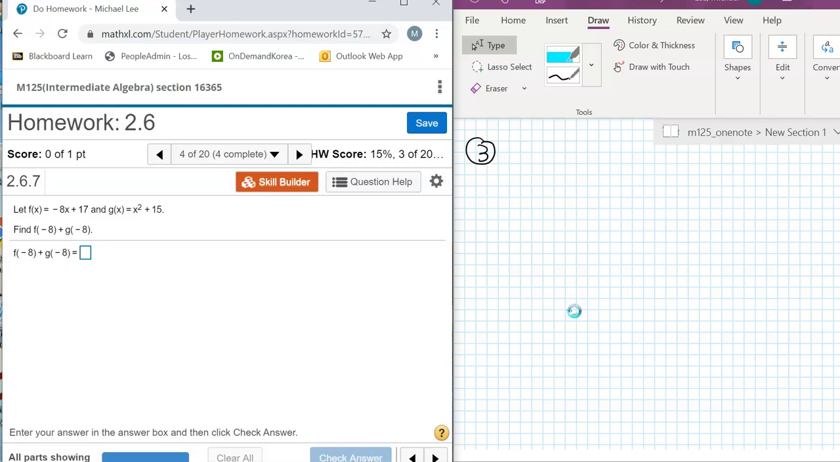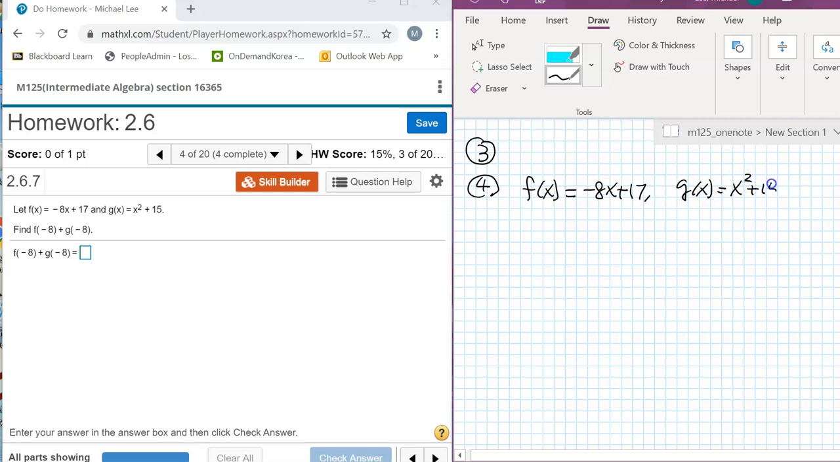Now, so this is number 4. f of x is negative 8x plus 17, and g of x is x squared plus 15. And then what is f of negative 8 plus g of negative 8?